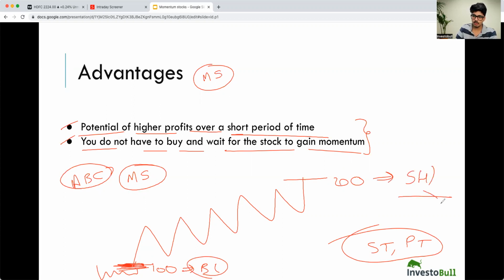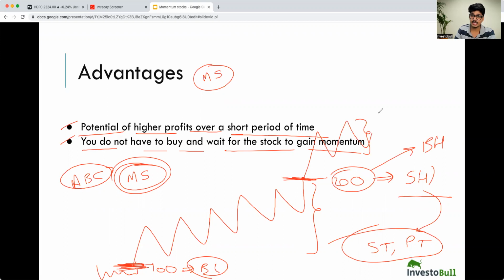So this is what we do in swing trades or any other positional trades. We wait for the breakout and we wait for the specific stock to gain its momentum after the breakout. But in momentum trading, we buy at this specific level. That said, this specific stock should already be in strong momentum, so we'll take the entry at this specific place. We'll be buying at a high price and trying to sell it even higher. So this is the difference between these two strategies.